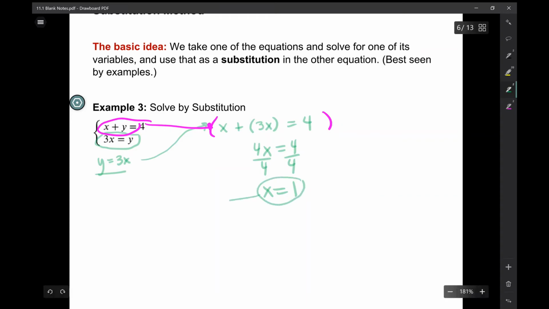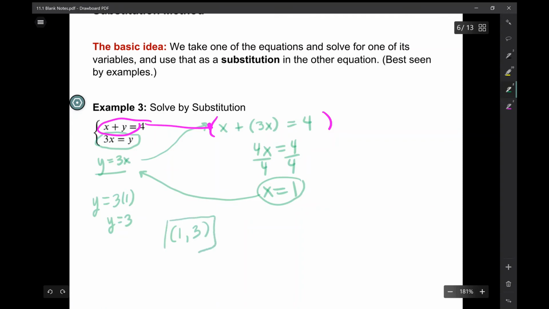So I take this back to my first equation that was solved for one of my variables, and I know that x is 1, so I can figure out what y is. Y equals 3 times 1, so y is 3. And now I write this as an ordered pair, x first, which is 1, y second, which is 3.